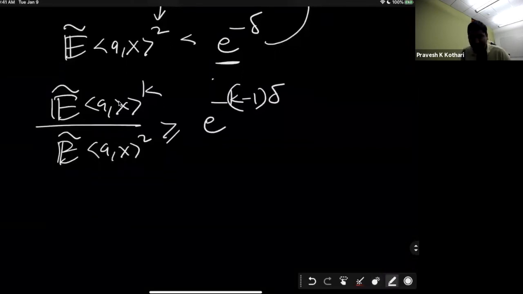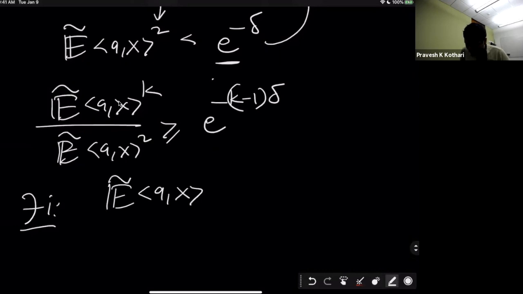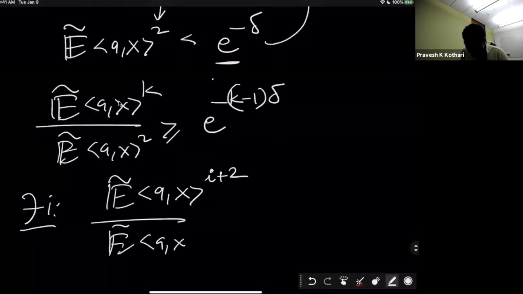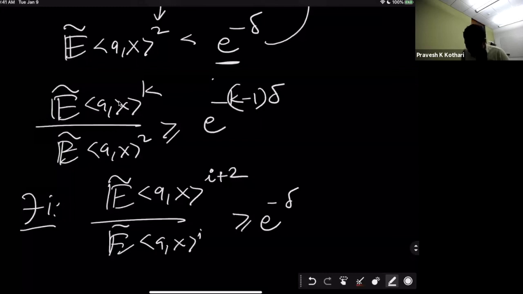And I'm saying this must imply, so I can write this as a telescoping product. And one of the terms in the product, there are k minus 1 terms, must be at least e to the minus delta. So from here I can conclude that there must exist an i such that A(x) to the i plus 2 over A(x) to the i is at least e to the minus delta. And so then my reweighting is simply A(x) to the i.